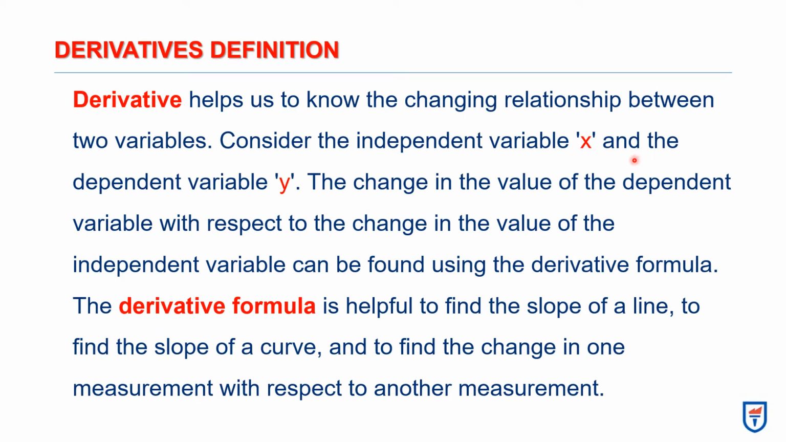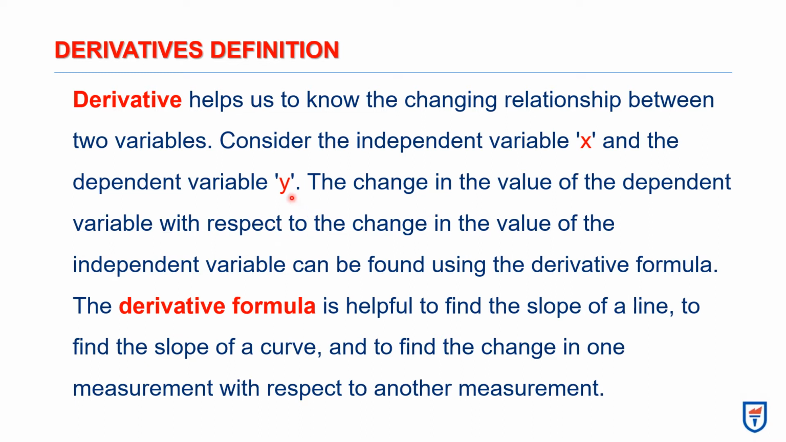Let's look at the history and definition of differentiation. Differentiation is part of the science of mathematical calculus and was first developed in the 17th century by two different mathematicians, Gottfried Leibniz, who is a German mathematician, and Sir Isaac Newton, who is an English mathematician.